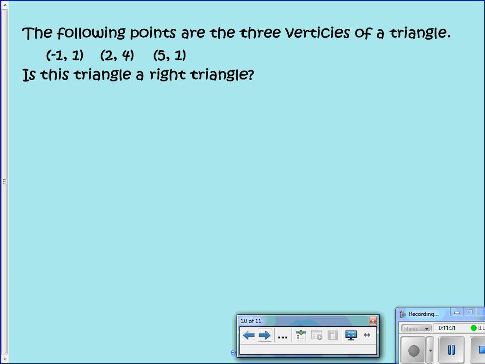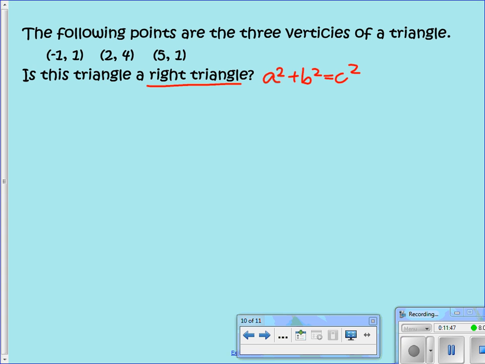Don't make these ones too hard. This is the last thing you're going to see. They're going to ask you if it is a right triangle. If it is a right triangle, then a squared plus b squared equals c squared. That means I need a distance of a, a distance of b, and a distance of c.